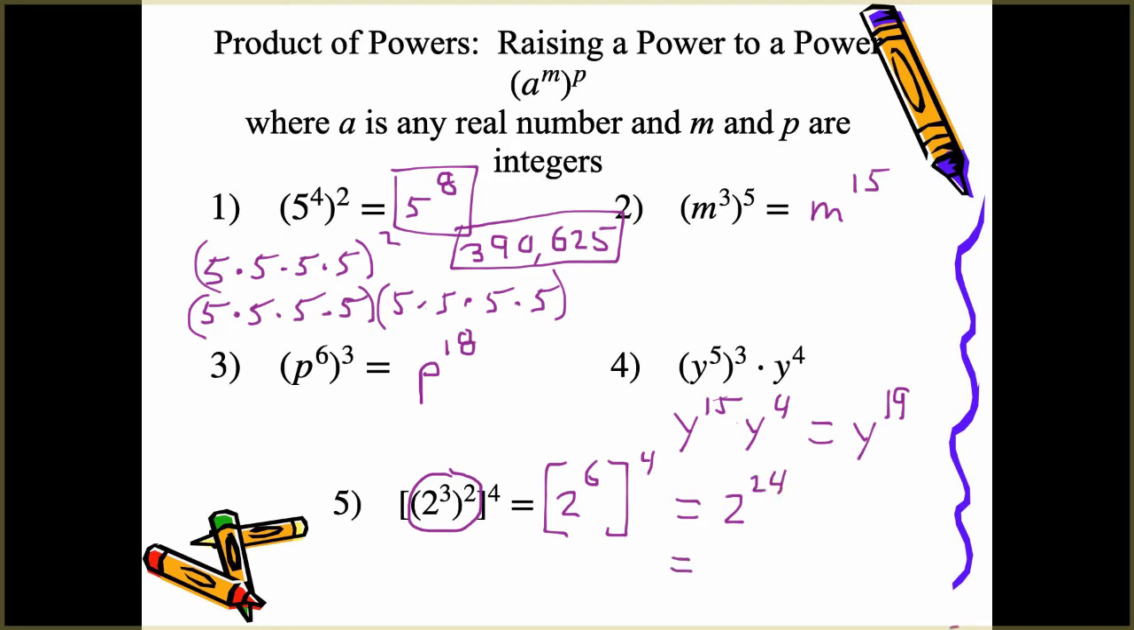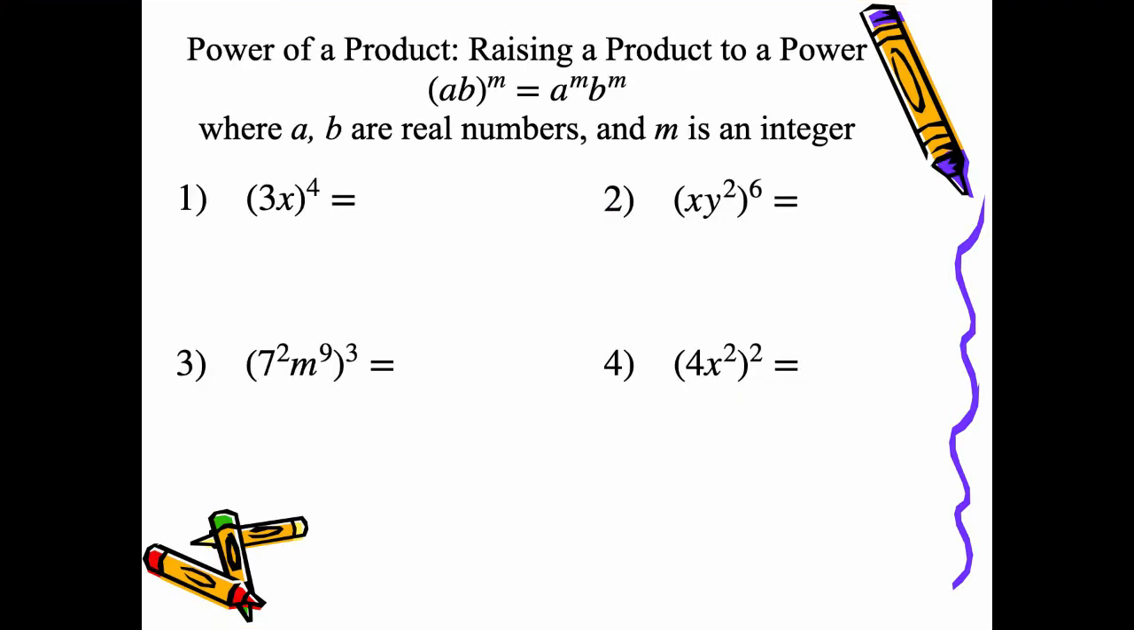And when you put this in your calculator, you get a really large number. You get 16,777,216. This is how we take a power to a power. So we have exponents in parentheses raised to another exponent. We multiply them together. Another thing we have is what we call a power of a product.